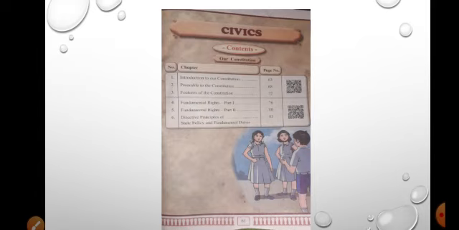The first lesson is Introduction to our Constitution. Second is Preamble to the Constitution. Third, Features of the Constitution. Now see, the first 3 lessons are related to the Constitution, and we'll see in the first chapter what the Constitution is. The fourth is Fundamental Rights Part 1. Fifth is Fundamental Rights Part 2. And the sixth is Directive Principles of State Policy and Fundamental Duties.